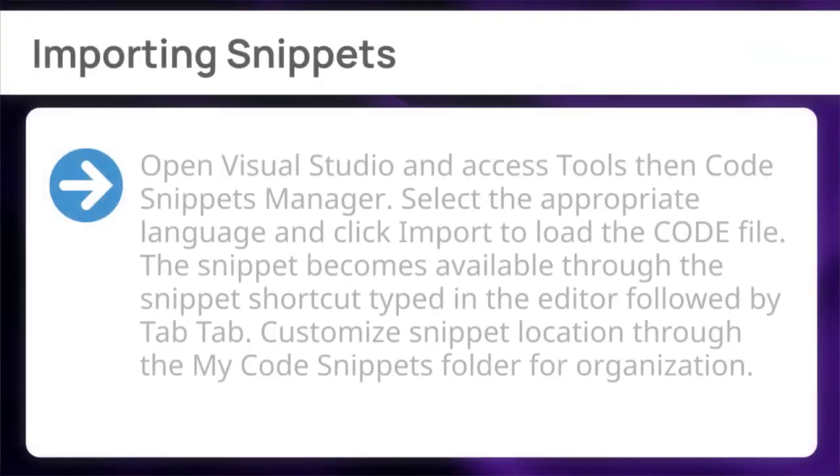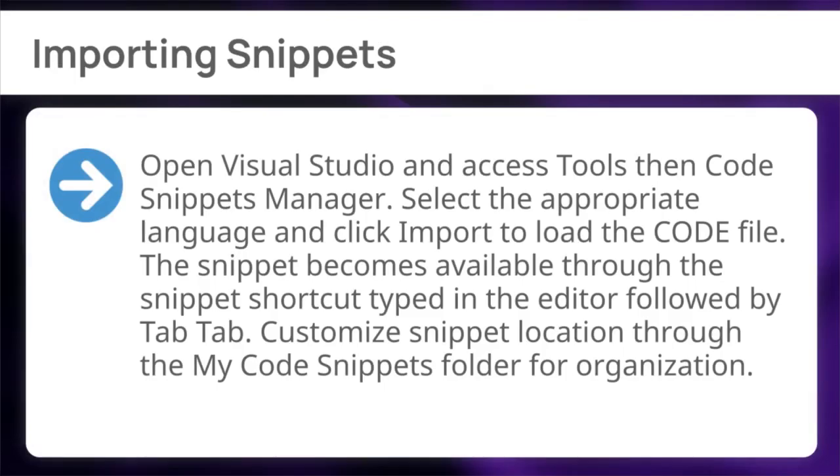First, importing snippets. Open Visual Studio and access Tools. Then Code Snippets Manager. Select the appropriate language and click Import to load the code file. The snippet becomes available through the snippet shortcut, typed in the editor followed by tab. Customize snippet location through the My Code Snippets folder for organization.